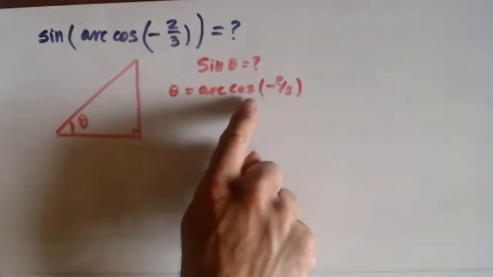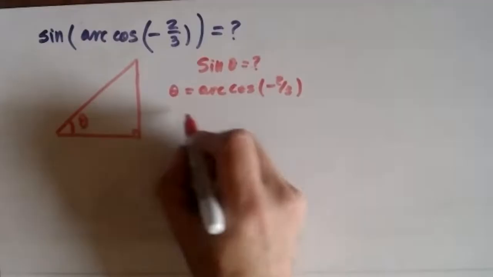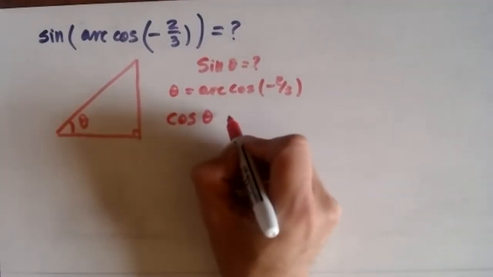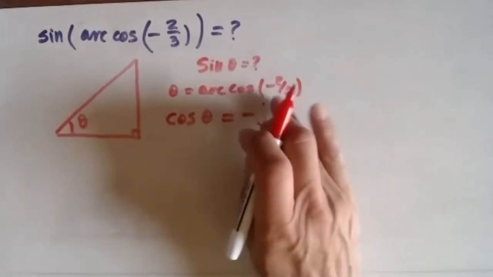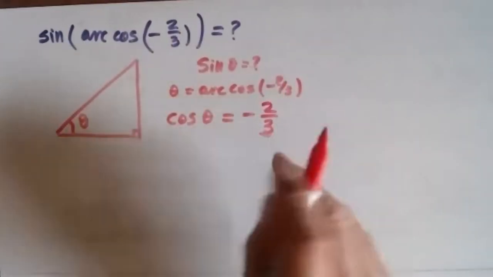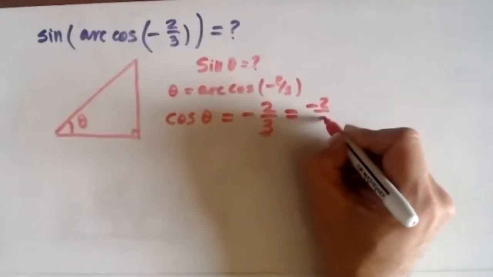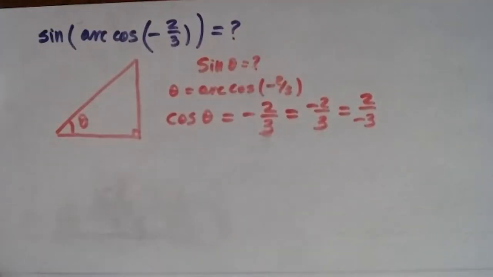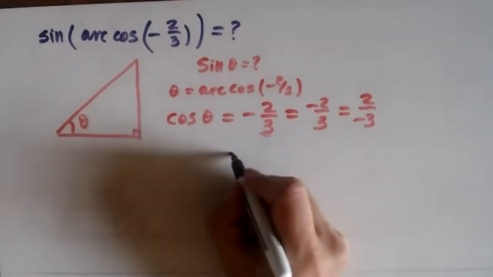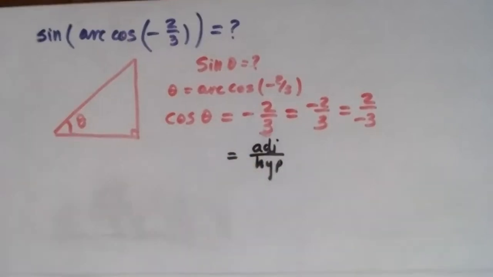Now, this is the inverse of the cosine, arc cosine. So I'm going to simply flip this one and take the cosine of the angle: cosine of theta is negative 2/3, correct? Now, here is the point. A negative at the front means that you can have negative 2 over positive 3 or positive 2 over negative 3, correct? But what is the definition of the cosine? The definition of the cosine is adjacent over hypotenuse, correct?